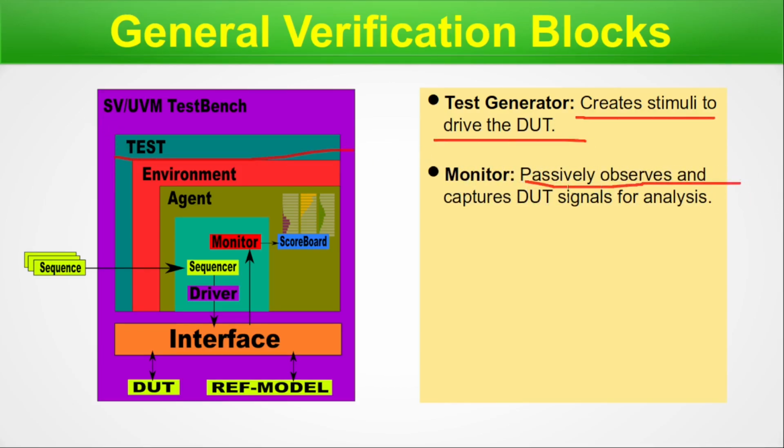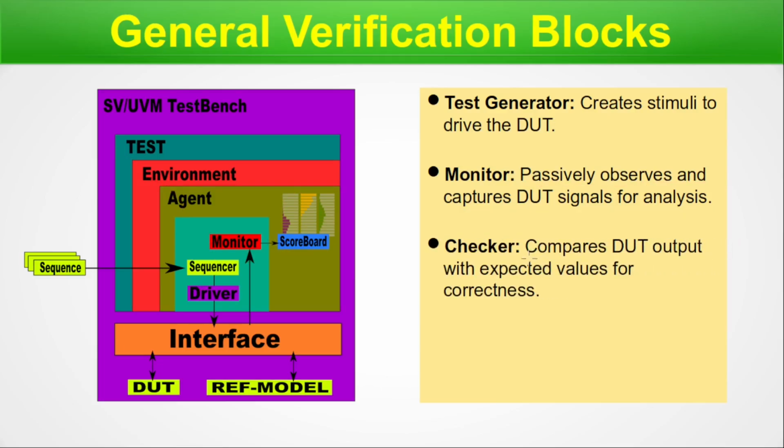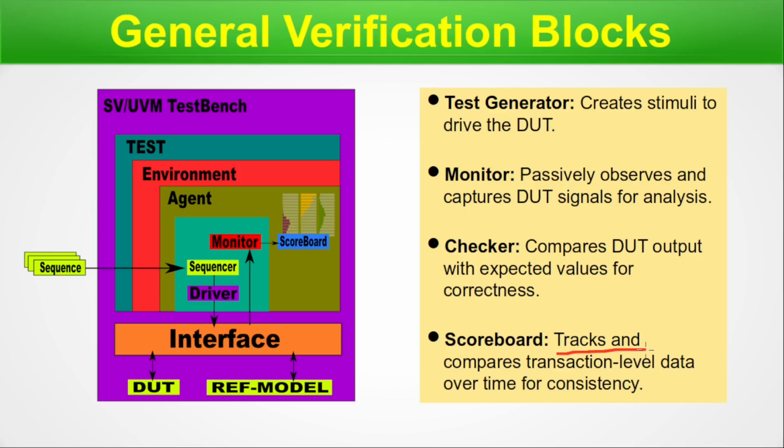Monitor passively observes and captures DUT signal for analysis. The monitor is needed because we give an input and output, we will have a monitor, and finally we will have a scoreboard like this where all the details will be tabulated. Checker is the module that compares DUT output with the expected values for correctness. Expected values come from the reference model. Scoreboard tracks and compares transaction level data over time for consistency.